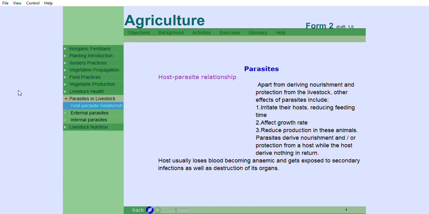Host-parasite relationship. Apart from deriving nourishment and protection from the livestock, other effects of parasites include irritating their hosts, reducing feeding time, affecting growth rate, and reducing production of these animals. A parasite derives nourishment and or protection from a host, while the host derives nothing in return. The host usually loses blood, becoming anemic, and gets exposed to secondary infections as well as destruction of its organs.